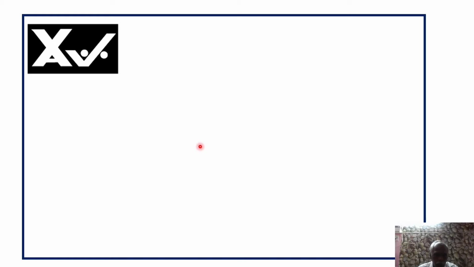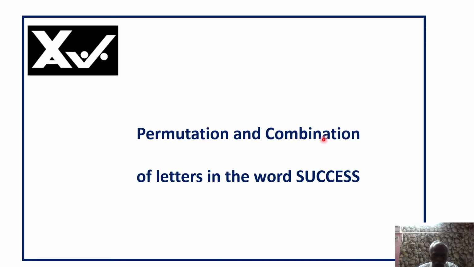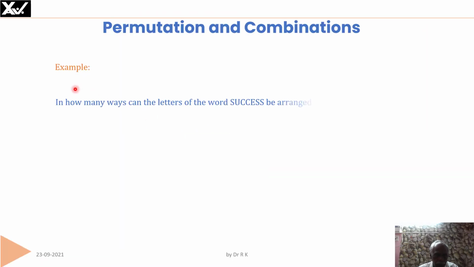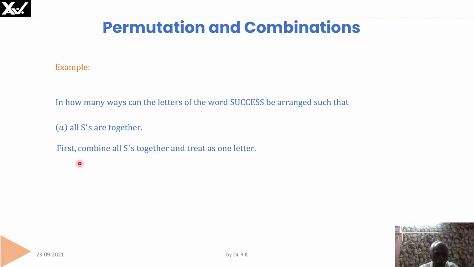Hi, today we will see permutation and combination of letters in the word success. Example: in how many ways can the letters of the word success be arranged such that all the S's are together? First, combine all the S letters together and treat as one letter.